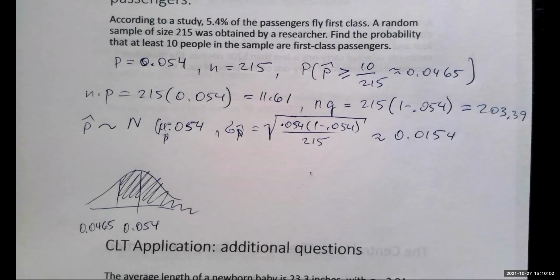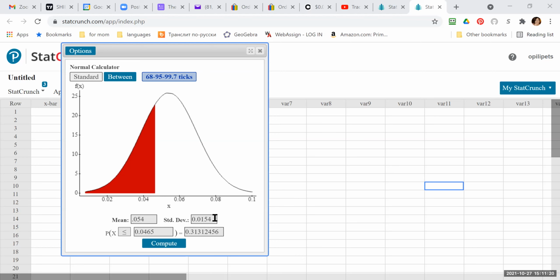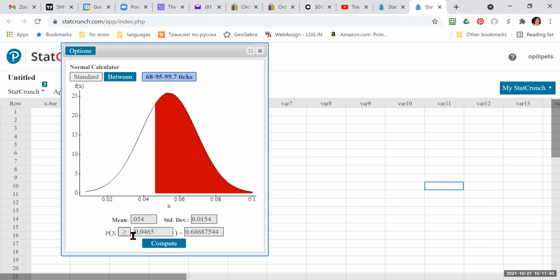Okay, there you go. So again, I pulled up the normal calculator. I put in my mean and standard deviation. For the X, I put in 0.0465. Oh, I actually didn't select the right sign. So we're looking for the probability that there will be at least 10 passengers, so the area on the right is 0.6869 approximately.